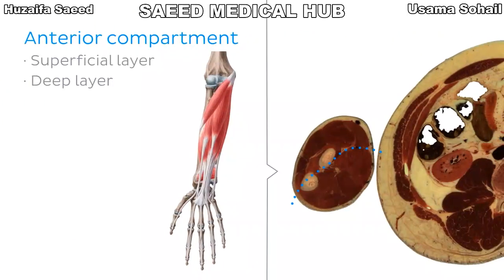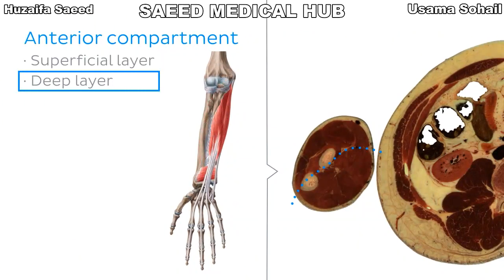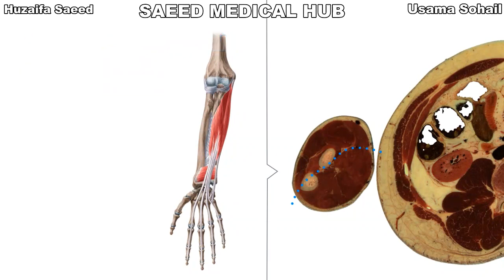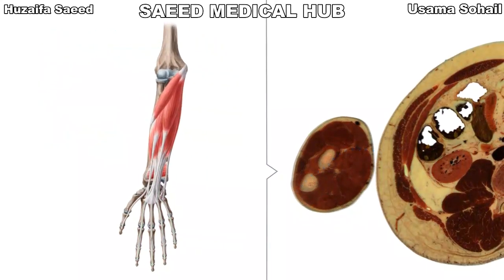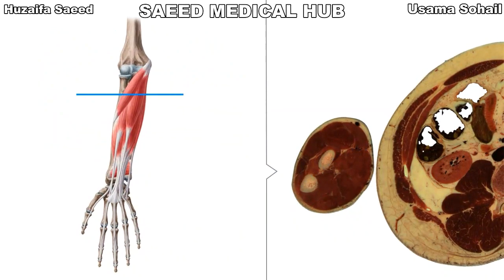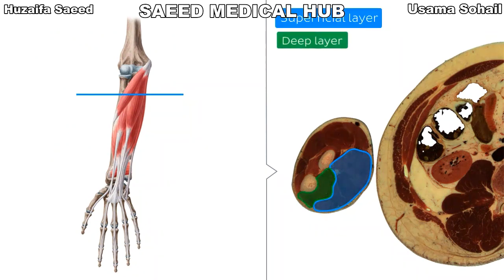So going back to our cross-section, at this level of the forearm, we can identify one of the deep muscles of the anterior compartment just here, and this is the flexor digitorum profundus muscle. And just a note, as we move distally through our cross-sections along the length of the forearm, I'm just going to keep both the superficial and deep muscles highlighted as a group over here, just so we can keep track of their position and sizes as we move along.